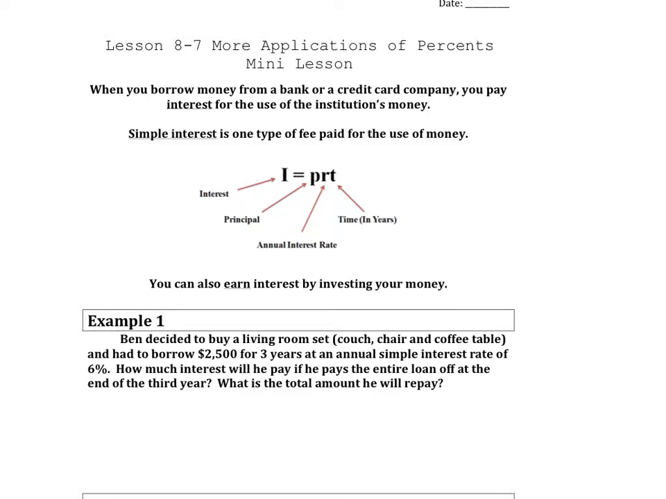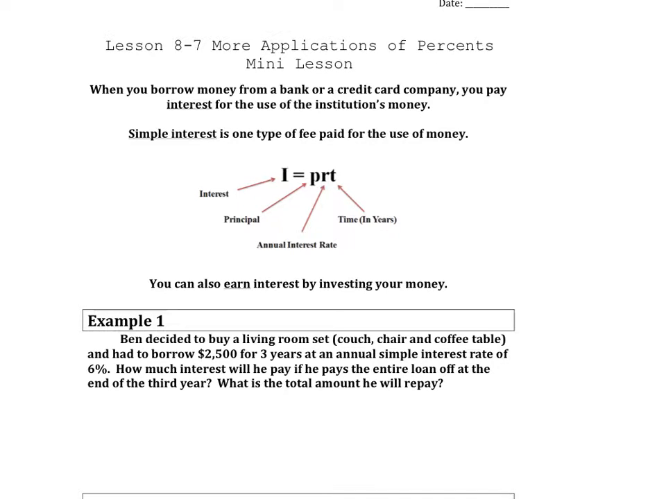Hi everyone, today we're talking about simple interest, more applications of percents. When you borrow money from a bank or a credit card company, you pay interest for the use of the institution's money. Simple interest is one type of fee paid for the use of money.